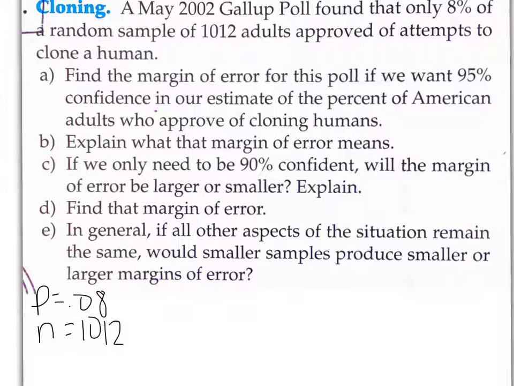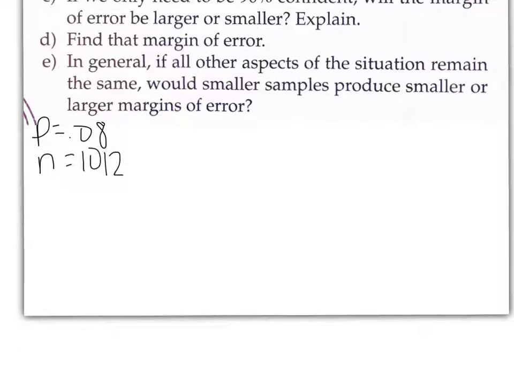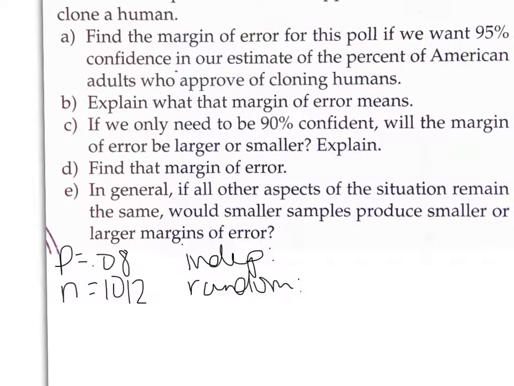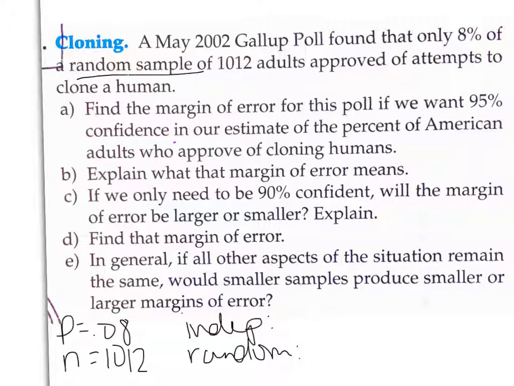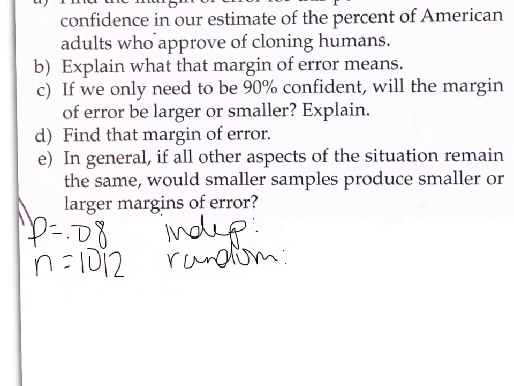Well, before I do anything, I should check the conditions here. The first one would be independent. You should say that there should be no reason in this National Gallup run poll that anyone's answer influences anyone else's, so all answers should be independent. Random: it said in the setup that it was a random sample, so you'll quote that.